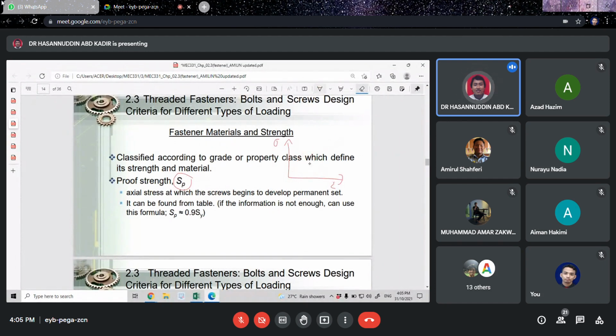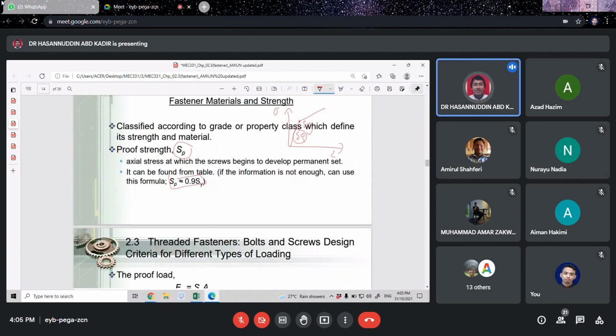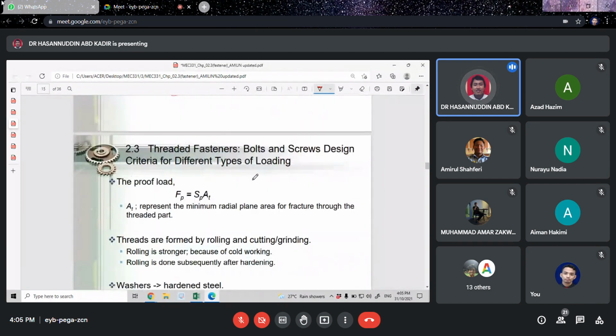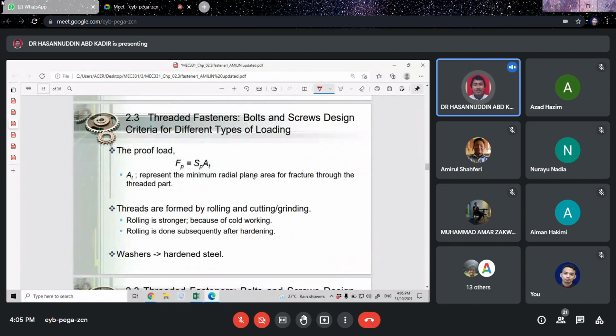Let's say they have this shape, which you have learned before. Here is SY, the stress of yield, and this one is SP. The SP we apply by using 0.9 of the SY. This is called the proof strength. From the proof strength, we can get the proof load. F here is the load, or we can call it the force, the proof load. This is basically SP times the AT here.